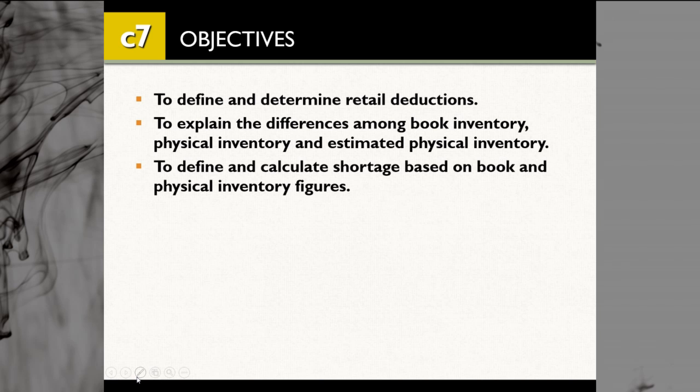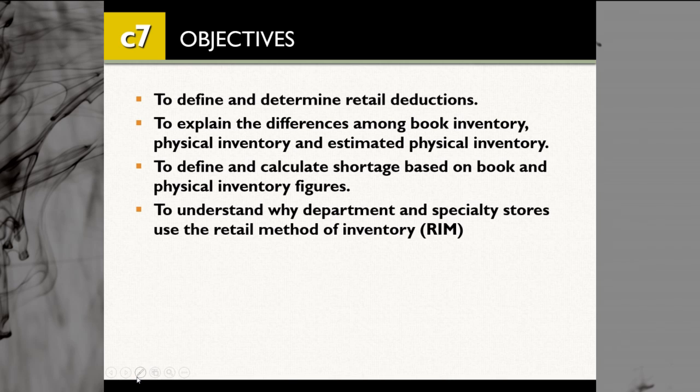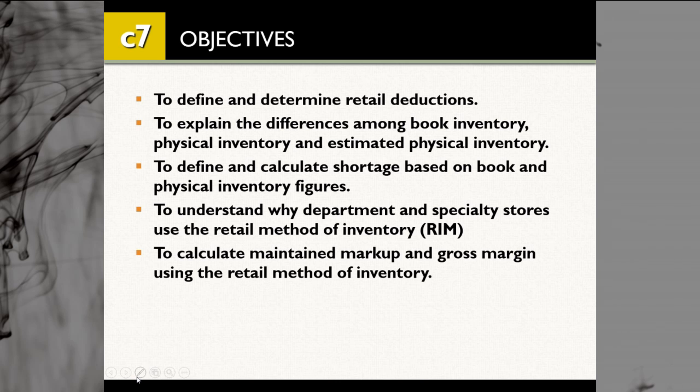And third, to define and calculate shortage based on book and physical inventory figures. Fourth, to understand why department and specialty stores use the retail method of inventory compared to the cost inventory method. And fifth, to calculate maintained markup and gross margin using the retail method of inventory. And sixth, to calculate gross margin return on inventory, also called gross margin return on investment.